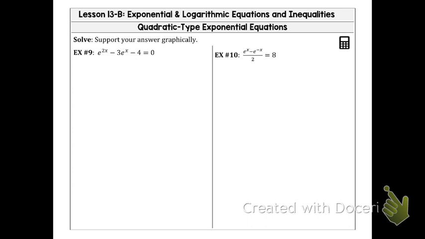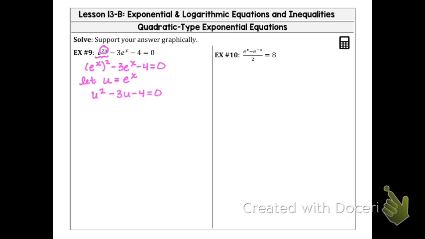So notice that on example 9, it has e to the 2x minus 3e to the x minus 4 equals 0. Well, remember, what would make us multiply in our exponent? That would be if we had a power to a power. So we could rewrite e to the 2x as e to the x squared minus 3e to the x minus 4 equals 0. In this case, we're going to use some substitution. We're going to let some letter, we're going to pick u, and we're going to let that equal our e to the x. So if I substitute that in, I'm going to get u squared minus 3u minus 4 is equal to 0.